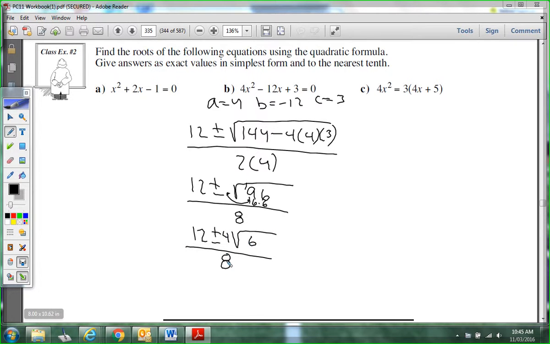Okay, let's work on this now. This is the simplifying part. What does 12, 4, and 8 all have in common? 4 is the biggest. 2 is correct, but 4 is the biggest. So what is 12 divided by 4? What's 4 divided by 4? 1, and then 8 divided by 4? 2. This is your answer in exact form.